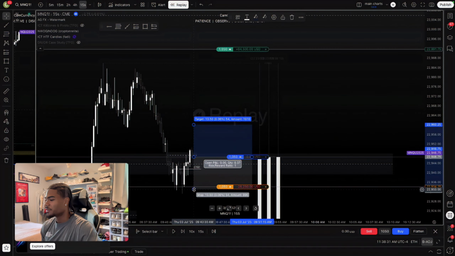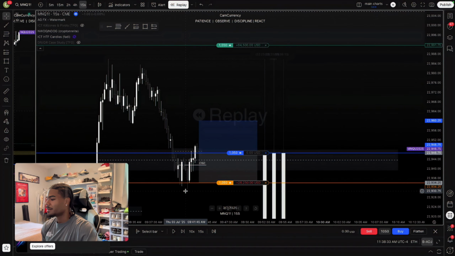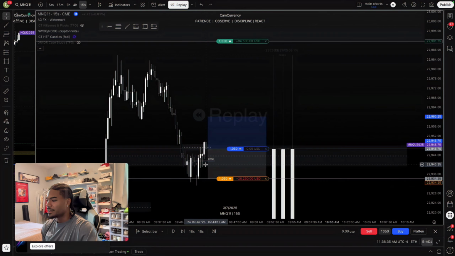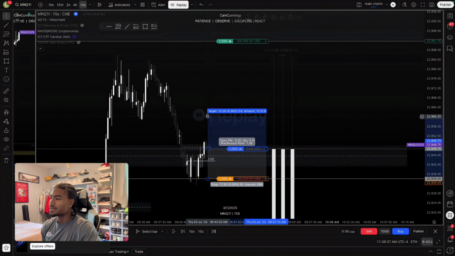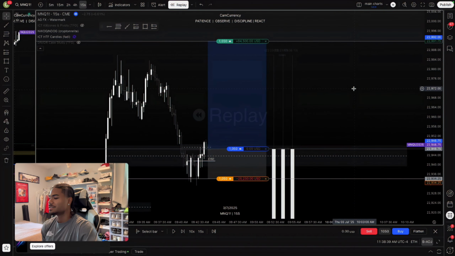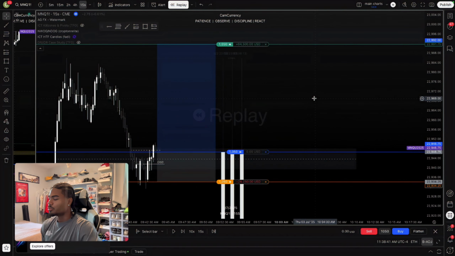So we got an entry long right here, literally pulled back into the 5-minute, got the change in state, invalidated the bearish imbalance, and I initially just targeted this high. It's as simple as that. This was a 3.62 risk to reward.